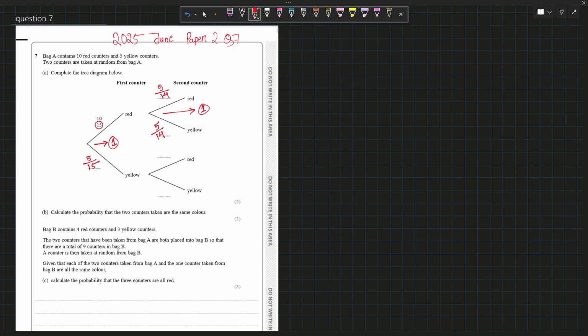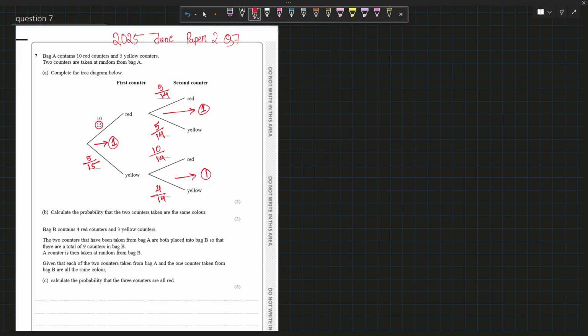Alright, so here we are going the yellow pathway. Alright, the yellow part. So look, we took one yellow, so that would make it 4 by 14, and since we didn't even touch the red, it's going to be 10 by 14. Again, they add up to be 1. All right, so you will get full marks here.